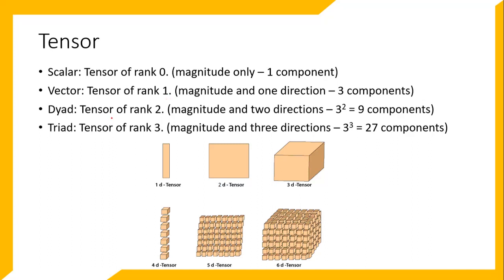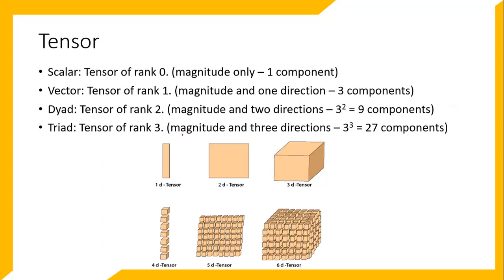A dyad, or a tensor of rank 2. We essentially call a tensor of rank 2 the tensor itself. So a dyad is a tensor of rank 2. It has a magnitude as well as 2 different directions. So in case of a 3-dimensional space, we will have 9 components and it is represented by a square matrix.